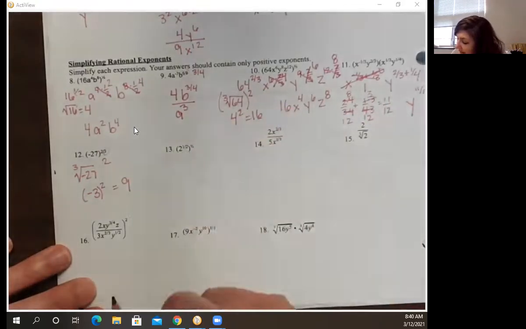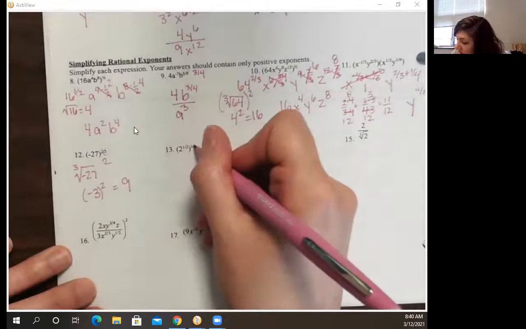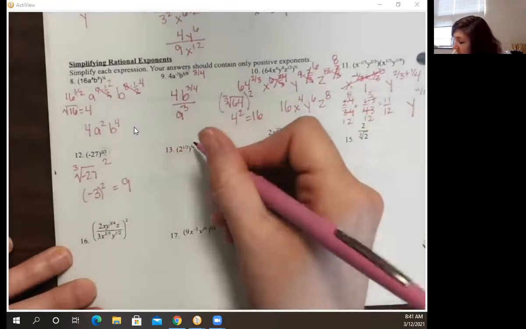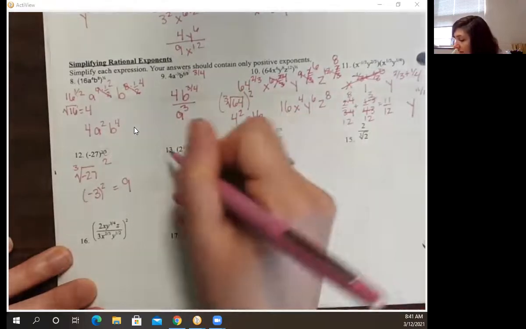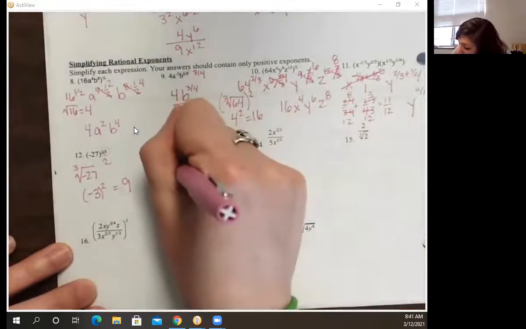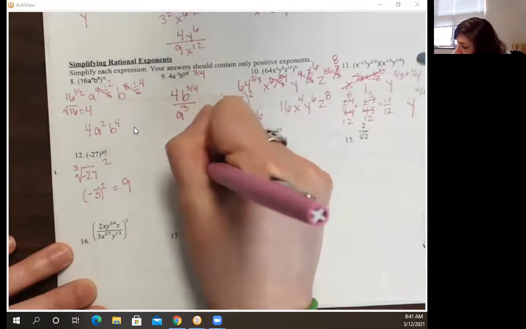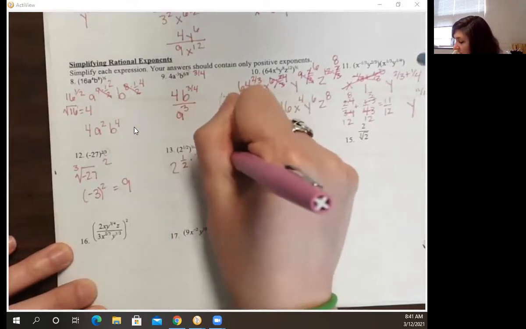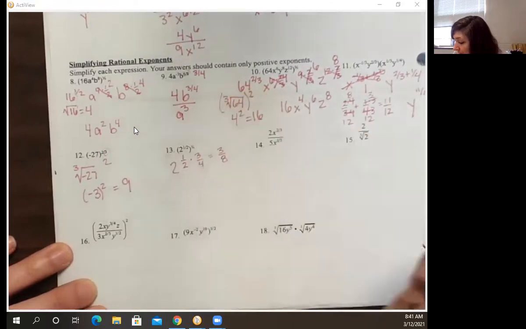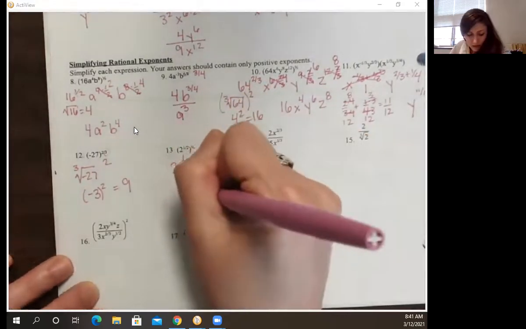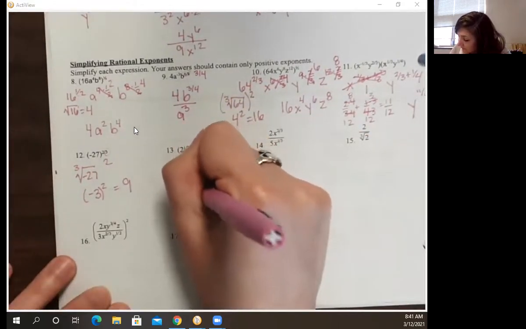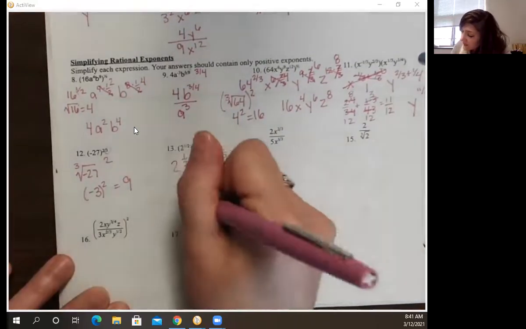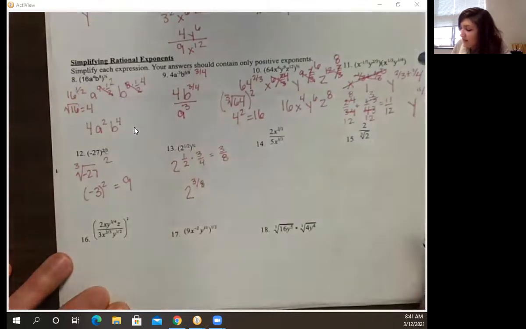For number 13, I've got 2 to the 1/2 power to the 3/4 power. I may end up rewriting this as a root eventually, but I want to start by simplifying my exponents here. So since I have a power to power, I'm going to multiply. So 1/2 times 3/4, that would give me 3/8. So I've got 2 to the 3/8 power. Now I know that 2 doesn't have a nice 8th root, so I'm just going to leave this as 2 to the 3/8 power.